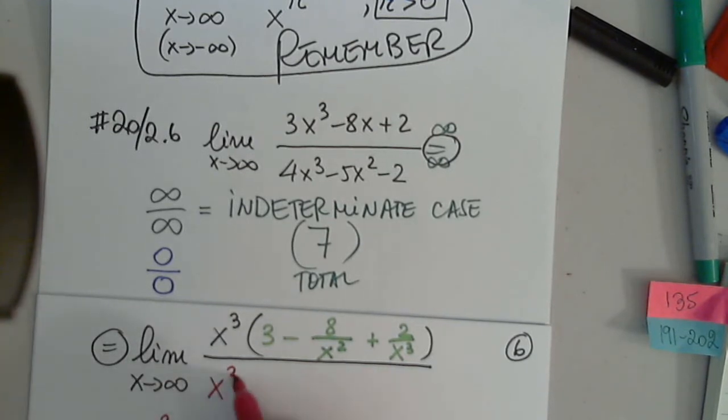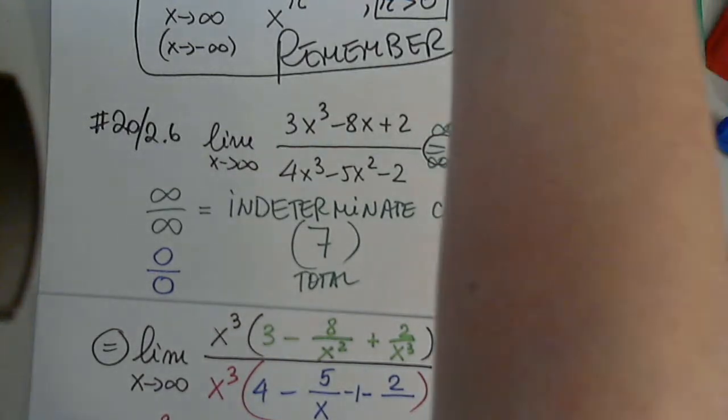So the denominator also has degree x cubed. Can anyone give us the inside? It's going to be 4 minus 5 over x, plus, I'm sorry, I meant to write minus. I'm going to delete that. Minus 2 over x cubed. Very good.